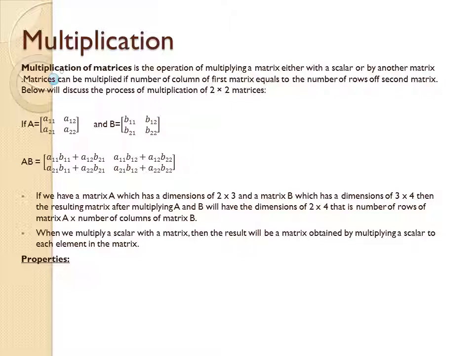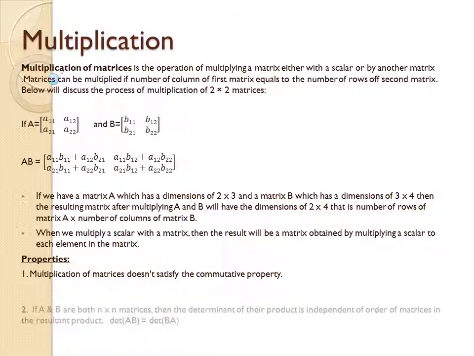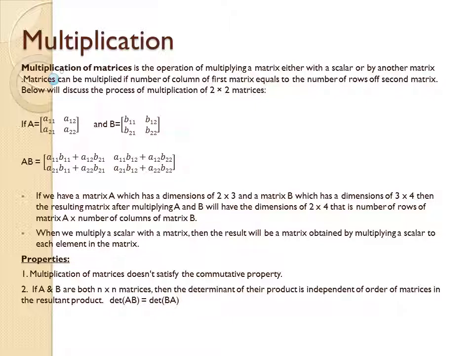Now there are a few properties of matrix multiplication. What are those? Multiplication of matrices does not satisfy the commutative property, and I will show the example later. If A and B are both n cross n matrices, then the determinant of their product is independent of the order of matrices in the resultant product. Like the determinant of AB, if we calculate for A matrix and B matrix multiplied together, it is equal to the determinant if we multiply B matrix and A matrix. Both are the same.